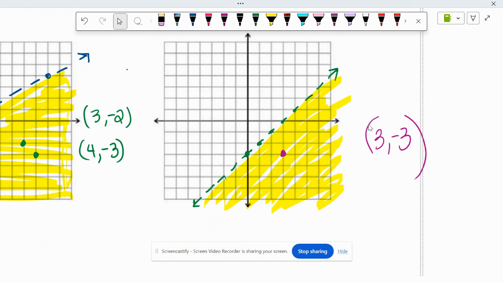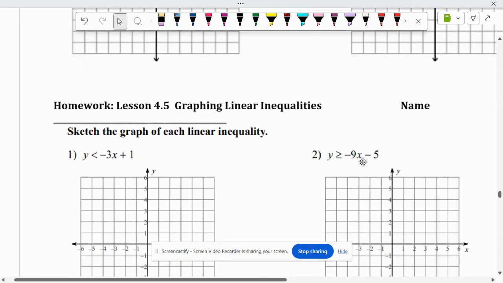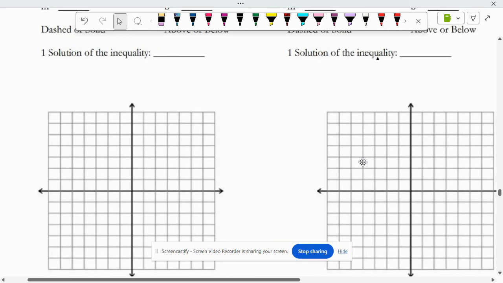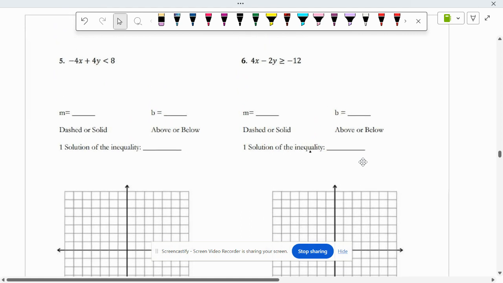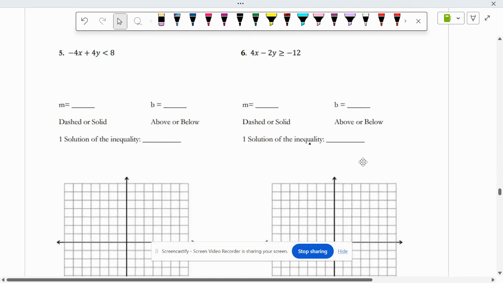I'm going to leave that there for a second so you can get it graphed. Yes. Yep. Up 1, to the right one. All right.